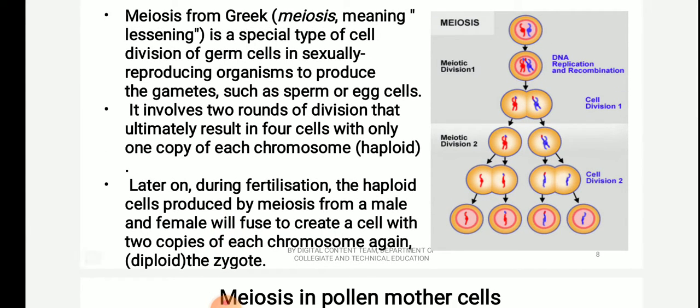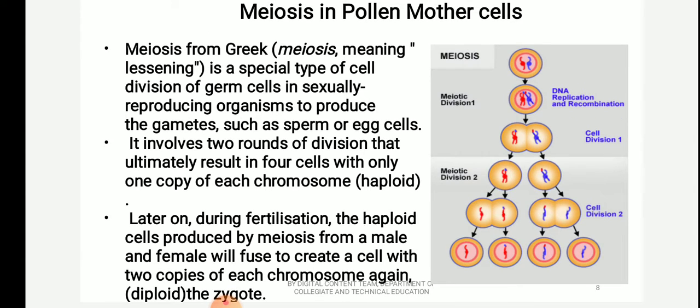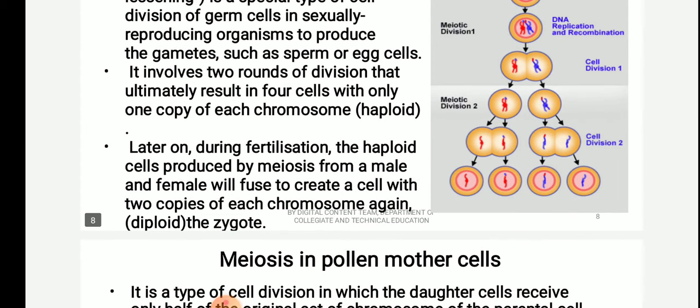Meiosis in Greek means lessening. It is a special type of cell division of germ cells in sexually reproducing organisms to produce the gametes such as sperms or egg cells. It involves 2 rounds of division that ultimately result in 4 cells with only 1 copy of each chromosome. So meiosis will reduce the chromosome number. Meiosis is a reduction division where the diploid cells will give rise to 4 daughter cells which become haploid.